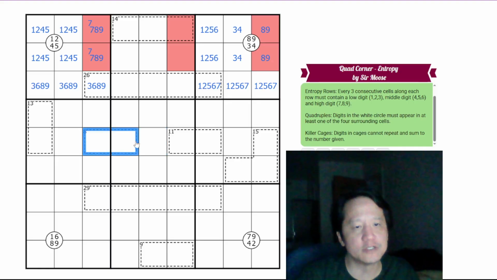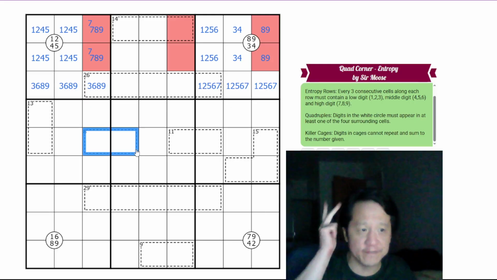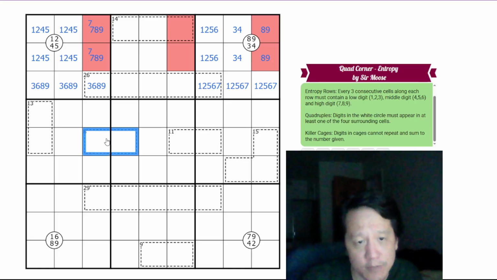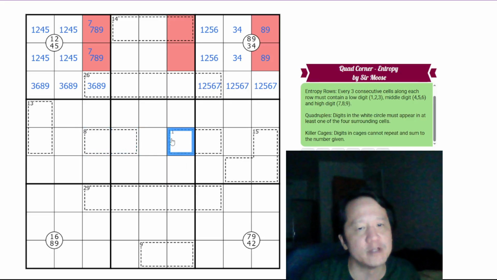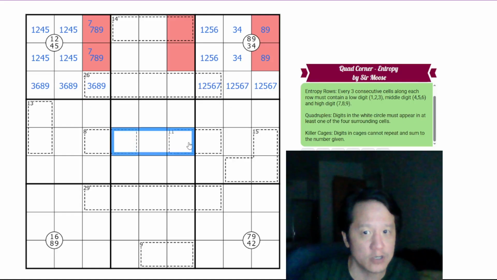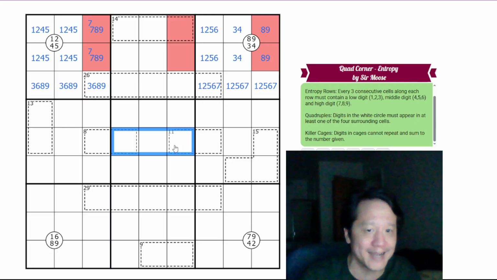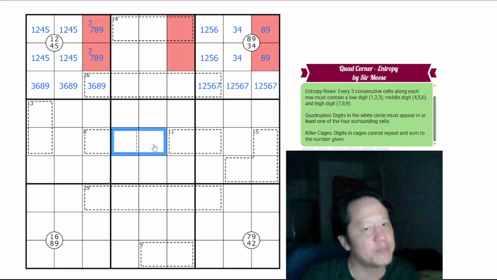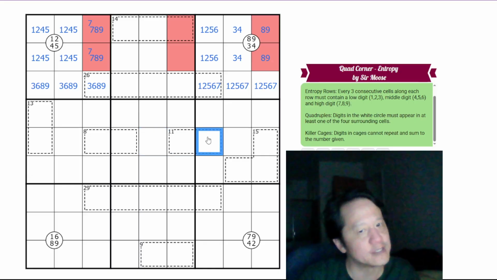One of these 2 digits must be either 1 and 7, 2 and 6, or 3 and 5. So we are guaranteed one of these digits is low. So because one of these digits is low, if this digit were low, these couldn't be low. So then this would have to be low for the entropy rows to work, right? Because every 3 consecutive cells must contain one low, one middle, one high digit. If this is low, these can't be low, so therefore these 2 must require that one to be low. If this is low, these 2 can't be low, so therefore we must have a low here.